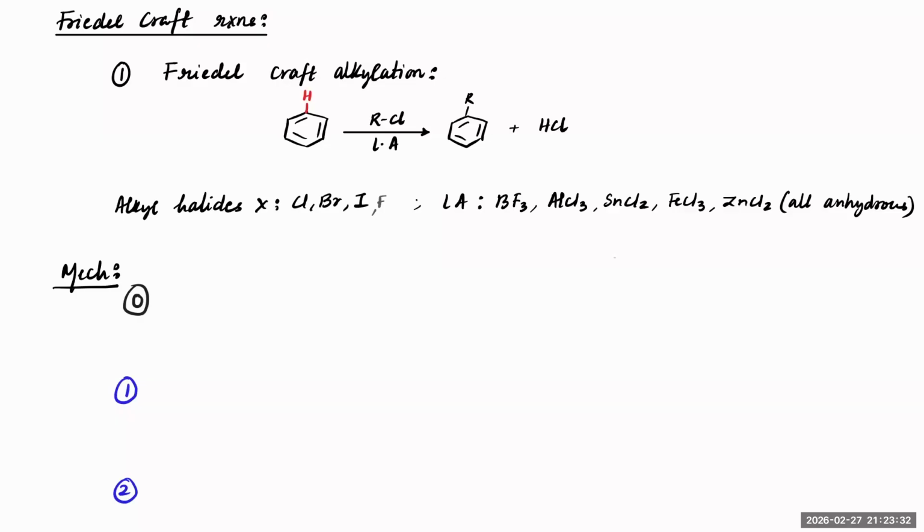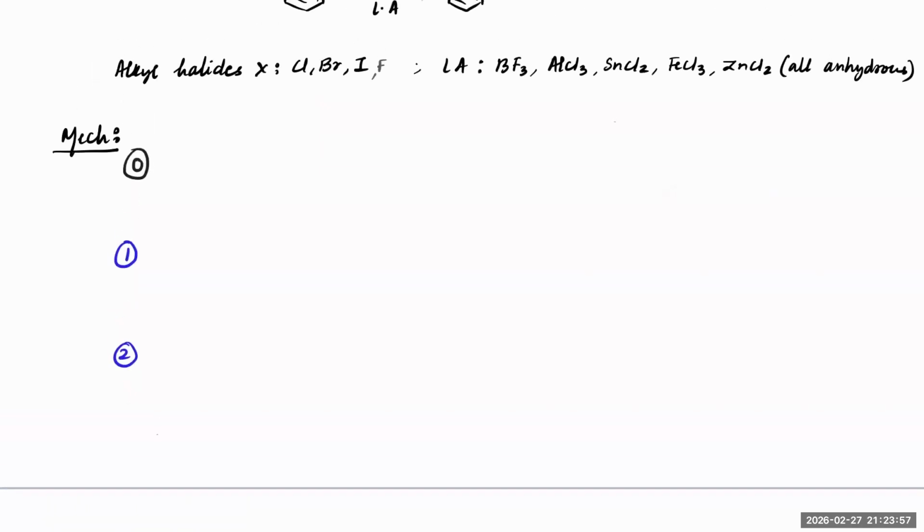But it requires a Lewis acid to do that. In fact, any alkyl substitution on benzene is typically regarded as a Friedel-Crafts reaction. Now, the Lewis acids which we typically use are BF3, AlCl3, SnCl2, FeCl3, ZnCl2, all of these in their anhydrous forms. Now, let's go through the mechanism here.